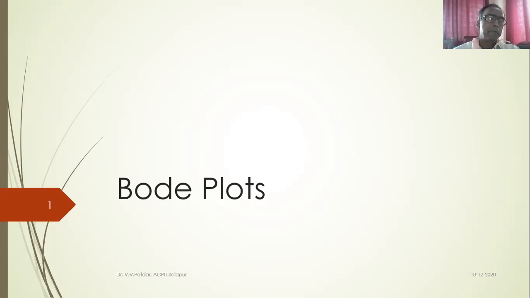Now what do I do with this transfer function? As we discussed in the earlier lectures, we do this mathematical modeling to predict the performance of this system.